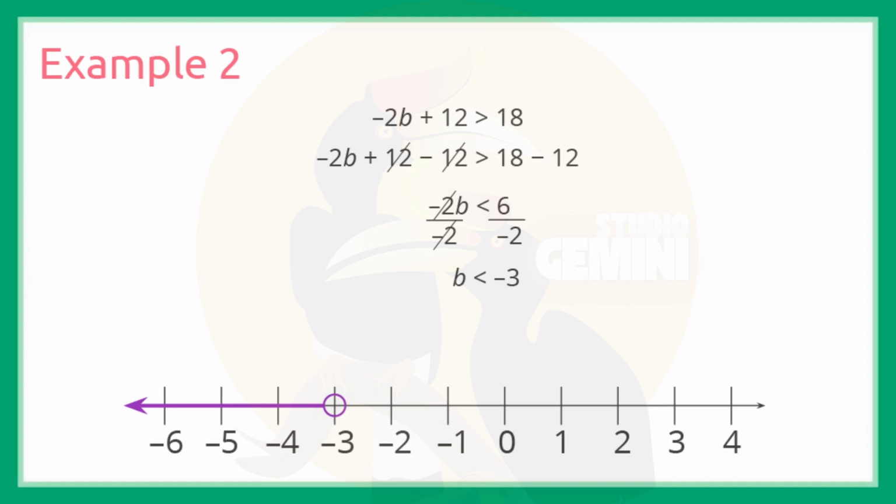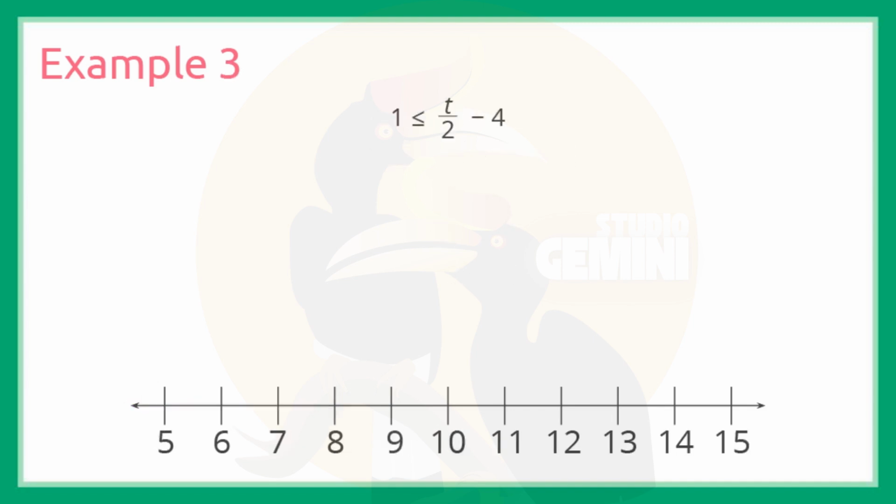For our third and final example, we're given the inequality 1 is less than or equal to t over 2 minus 4. To start, we'll need to add 4 to both sides of our inequality. On the left side, 1 plus 4 gives us 5, and on the right side, negative 4 plus 4 cancel each other out, leaving us with just t over 2.